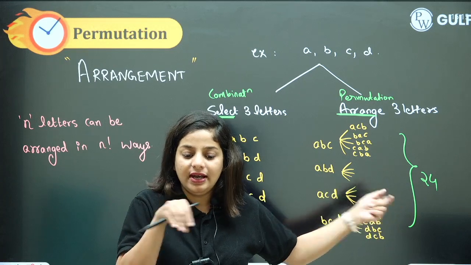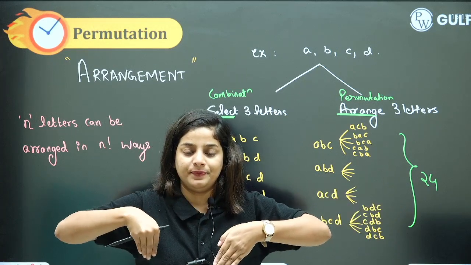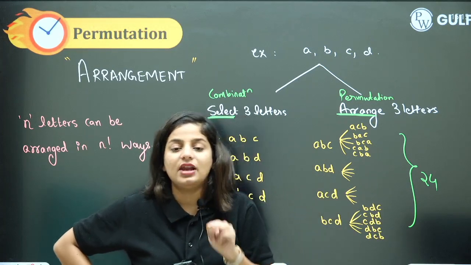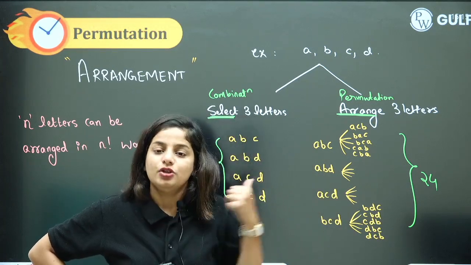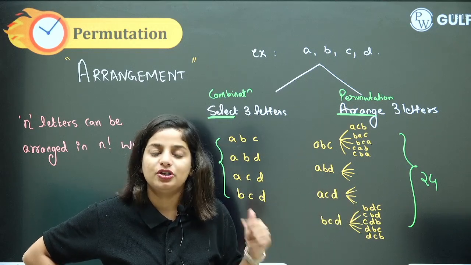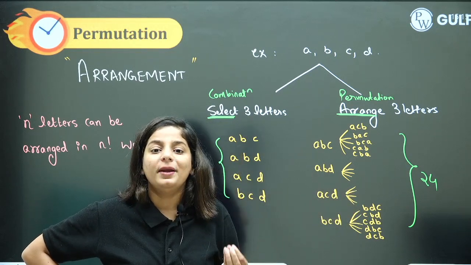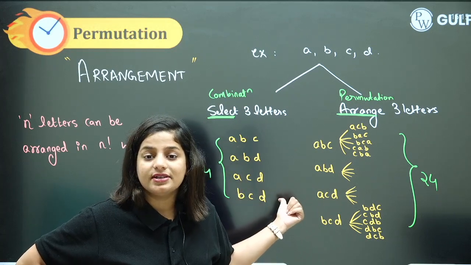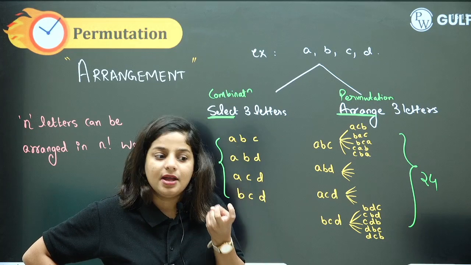So select, arrange. When you want the letters to also be arranged. Like if I am saying select 2 class monitors from your classroom, will you use selection or arrangement? Will you go for combination or permutation? I want to pick 2 class monitors. Of course, I will go for selection because I want to just pick them. I don't want to arrange.